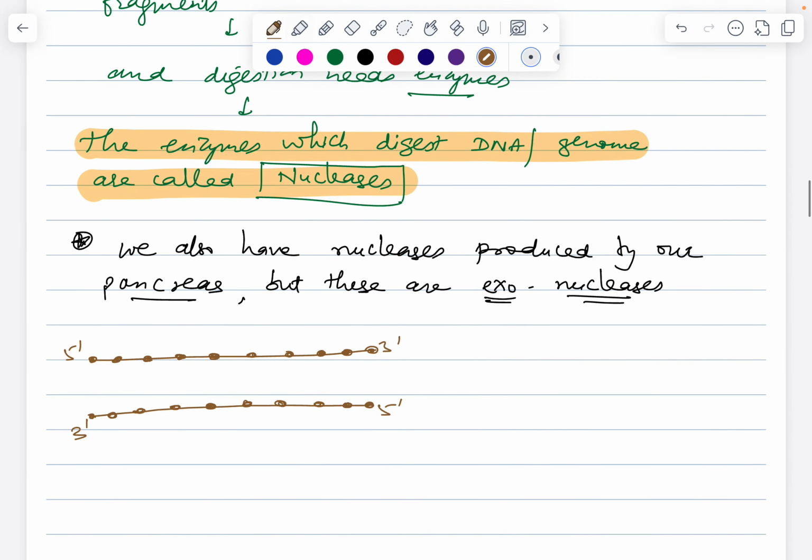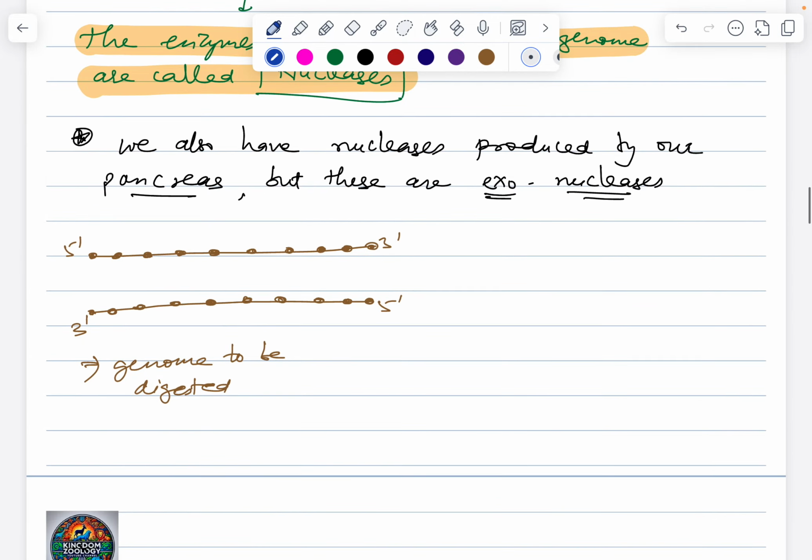So let's say this is the genome to be digested. The one that is actually available inside the test tube, the one that I've kept inside the test tube, it is that genome that I need to digest. And I've just mentioned that we also have nucleases produced by our pancreas. So let's say I actually add the pancreatic nucleases in the test tube.